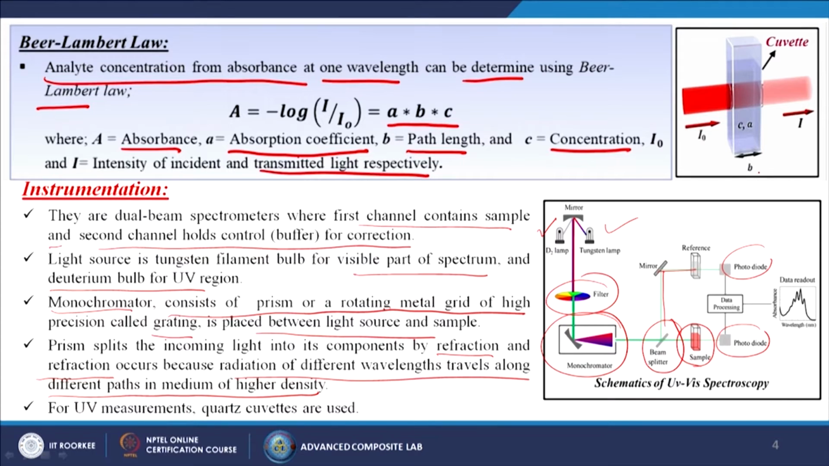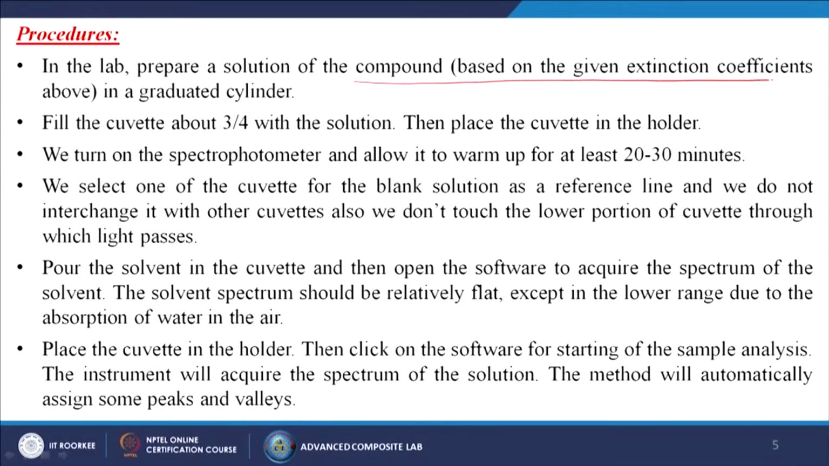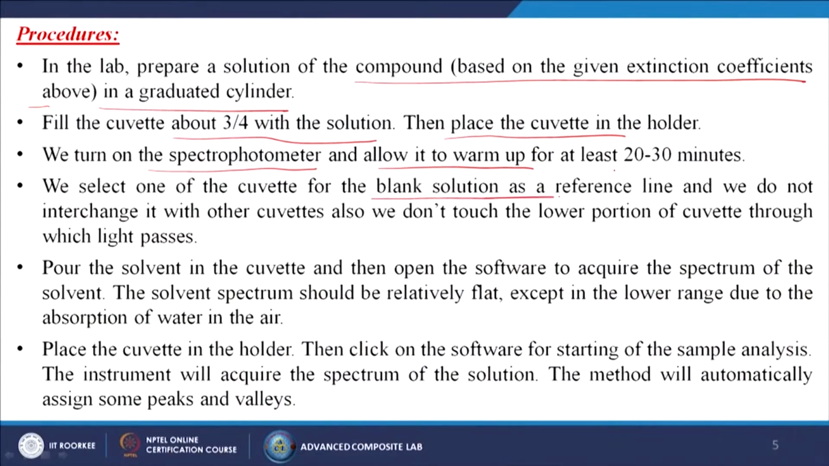For UV measurements, quartz cuvettes are used. Procedure in the lab: prepare a solution of the compound, based on the given extinction coefficient, in a graduated cylinder. Fill the cuvette about 3/4 with the solution, then place the cuvette in the holder. Turn on the spectrophotometer and allow it to warm up for at least 20 to 30 minutes. We select one cuvette for the blank solution as a reference and do not interchange it with other cuvettes. Also, we do not touch the lower portion of the cuvettes through which the light passes, otherwise fingerprints or something else may come.